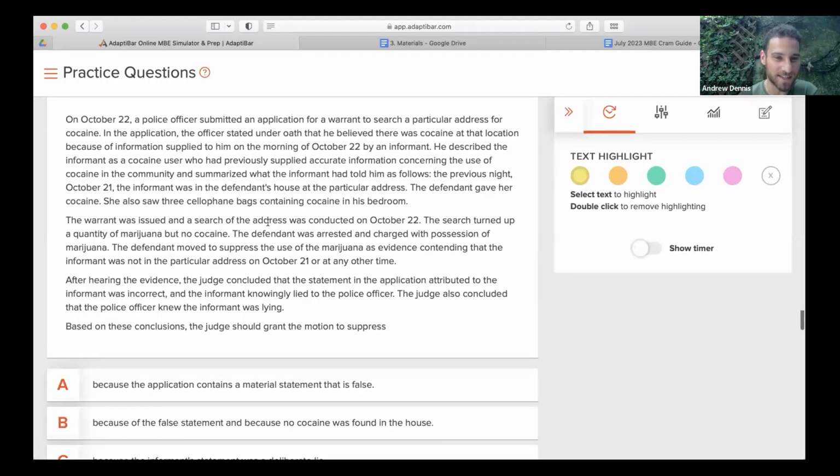The warrant was issued and a search of the address was conducted on October 22nd. The search turned up a quantity of marijuana, but no cocaine. The defendant was arrested and charged with possession of marijuana.